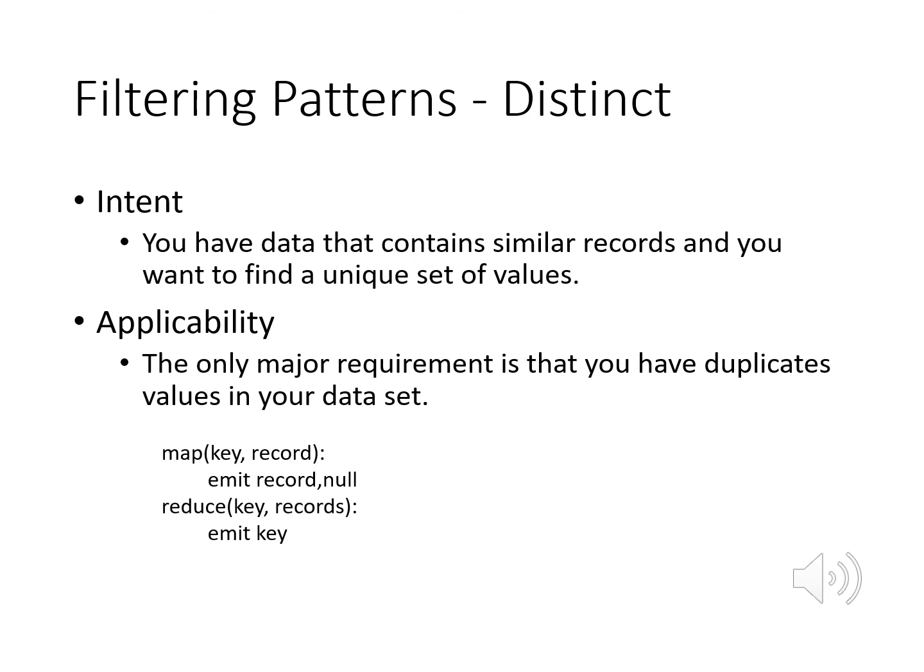Okay, for this pattern, in the map phase, the map function gets the record from which we want to find the unique set of values. And then for the reduce phase, the record will be emitted, and there's nothing else required for the output.